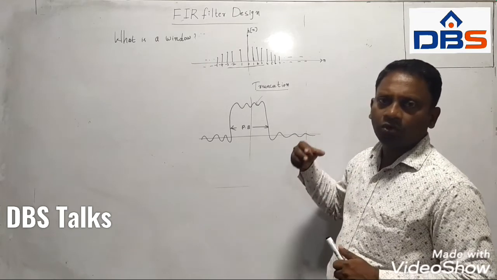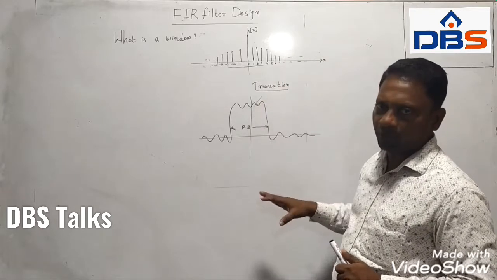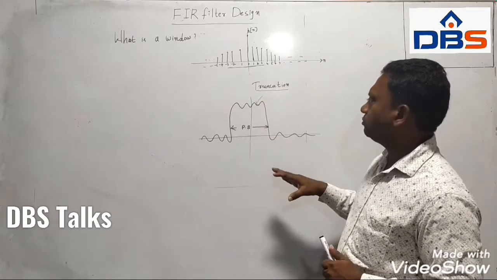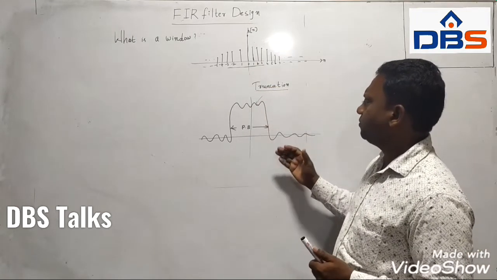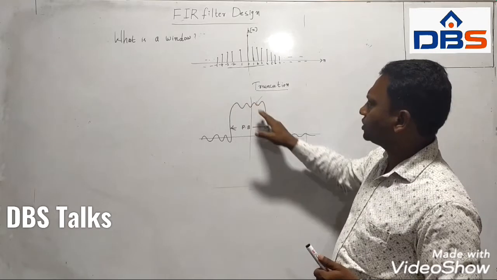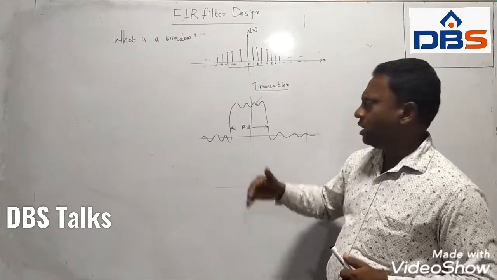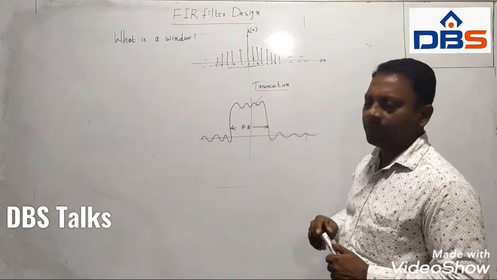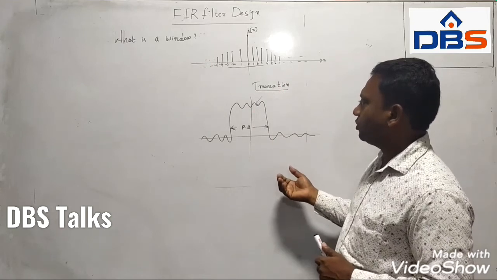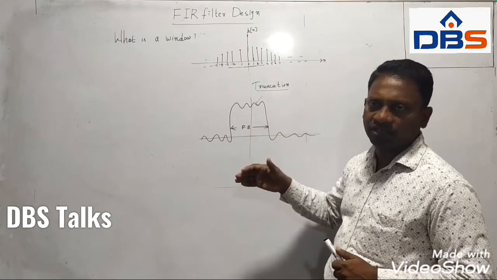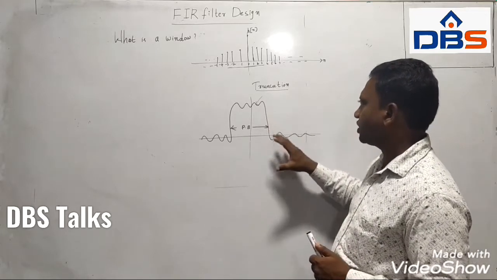Whenever you are suddenly truncating, you get such a problem. We cannot have a smooth transition or a smooth pass band as well as stop band. Multiple oscillations take place in the pass band as well as in the stop band. Why is this happening? Because of the non-convergence of the Fourier series abruptly. That is why these oscillations are taking place.